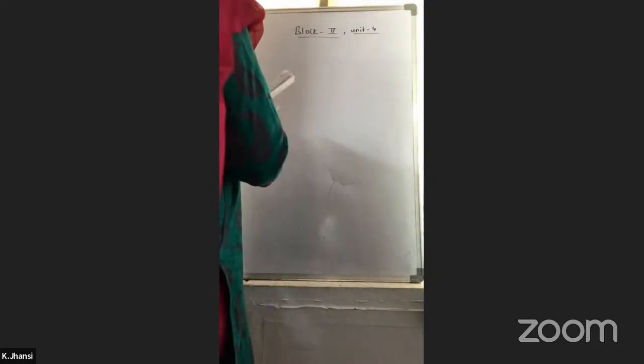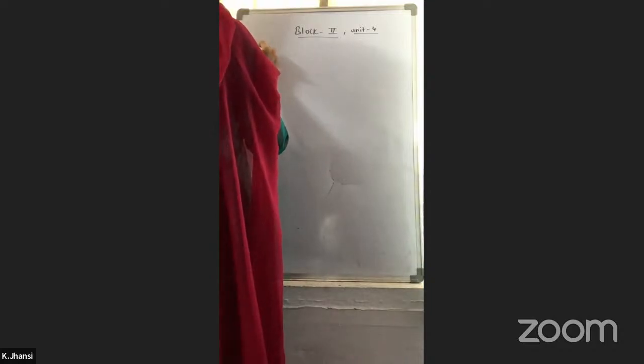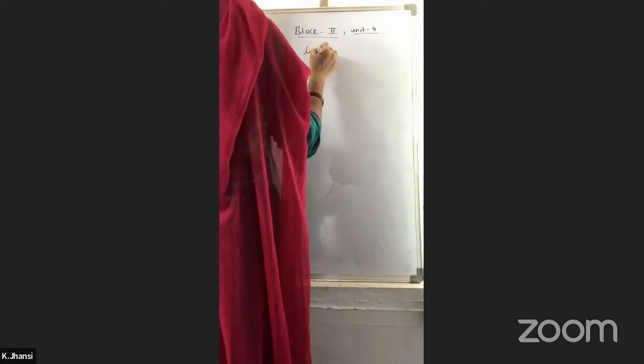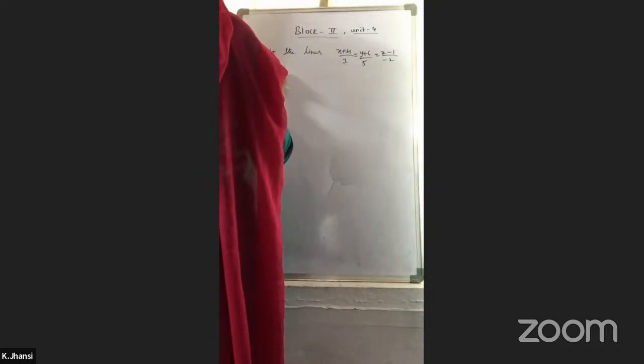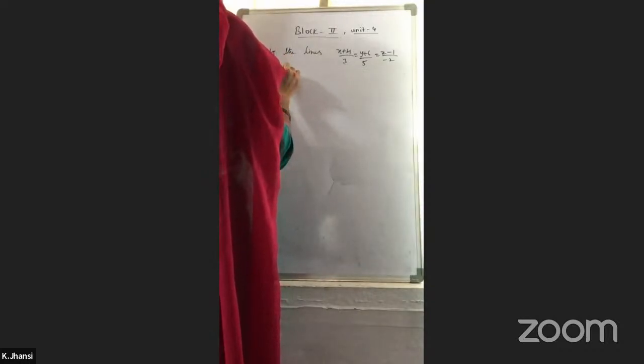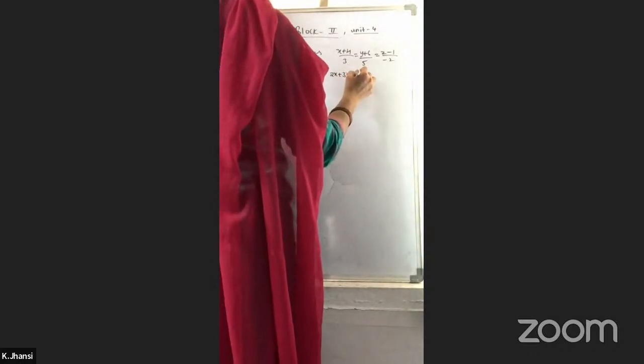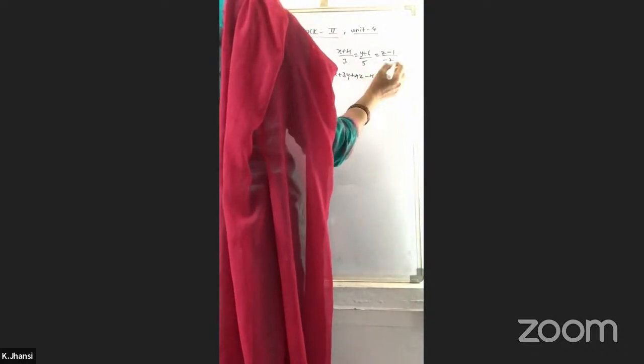So this is, show that the lines (x + 4)/3 = (y + 6)/5 = (z - 1)/(-2). Okay, this is one line equation, and another one is 3x - 2y + z + 5 = 0, 2x + 3y + 4z - 4 = 0. Are coplanar.